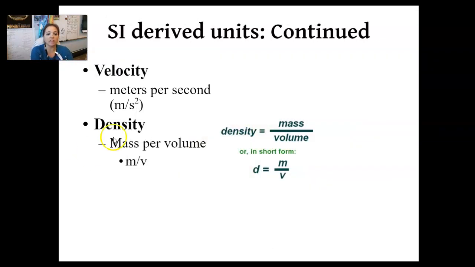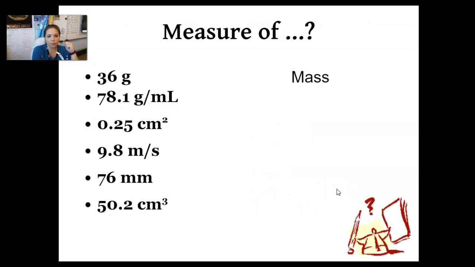Here's some more. We've got acceleration as meters per second squared. And density, this is a huge thing. Density is mass over volume. One of the things I really like to do is the triangle, where you have D equals M over V. So you've got the D, M, V. I will show you in class. This is a great way to remember density. This is a derived one again. Okay, so we're going to look at these.